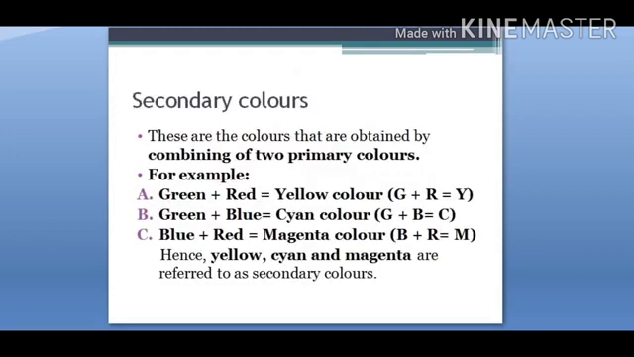Now let's come to secondary colors. What are secondary colors? Secondary colors are the colors obtained by mixing two primary colors. If you mix green and red, you will get yellow. If you mix green and blue, you will get cyan. And when you mix blue and red, you will get magenta. These three colors, yellow, cyan, and magenta, are referred to as secondary colors.